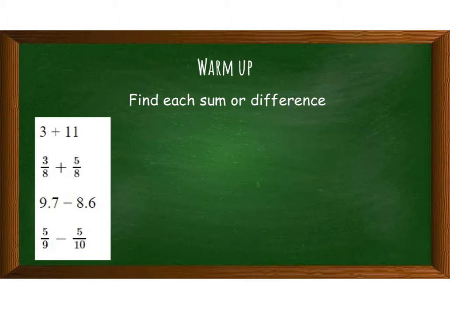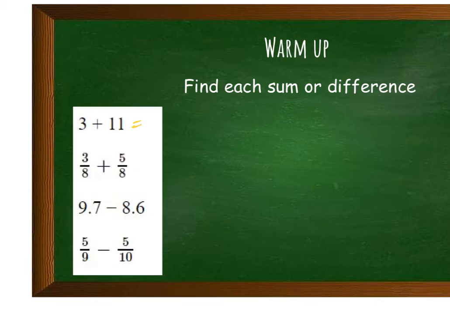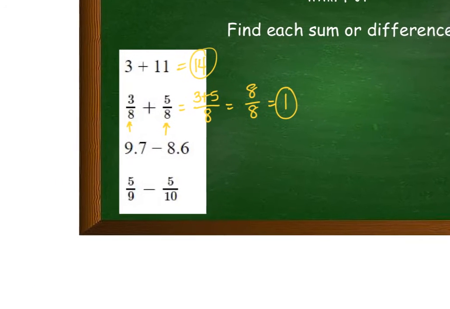Okay, so the first one, we are doing a little warm up. This is just finding the sum or difference of each of these. So we've got 3 plus 11, that is 14. We've got 3 over 8 plus 5 over 8. When we are adding fractions, the first thing we need to do is make sure that the denominators on the bottom are the same. In fact, they are both 8. So we can write it as 3 plus 5 over 8, which is 8 over 8, which brings us to 1, okay? So we got 14, we got 1, let's keep going.